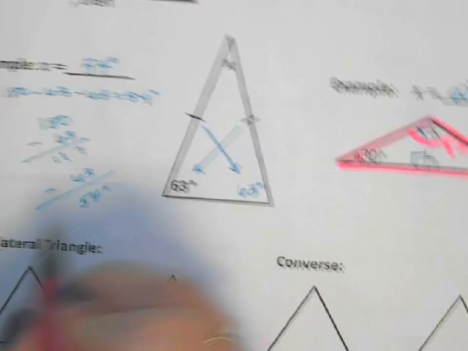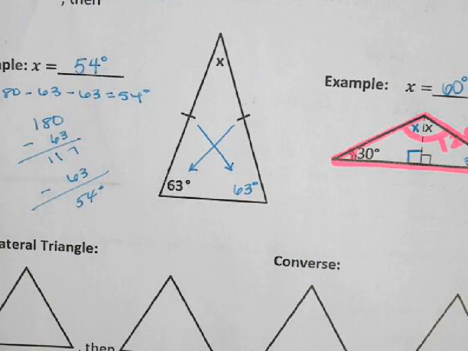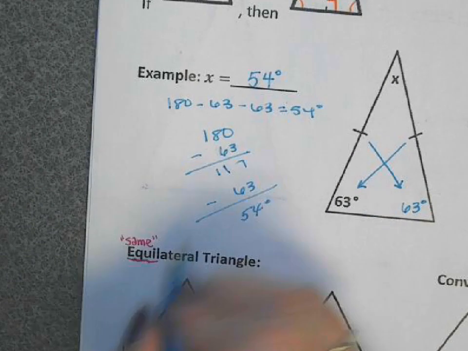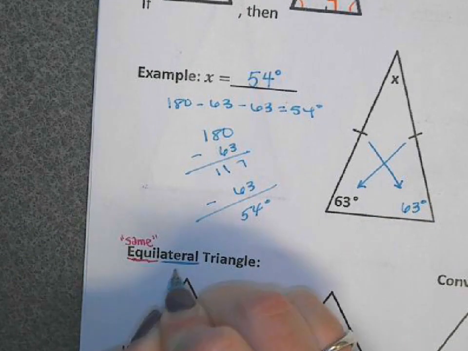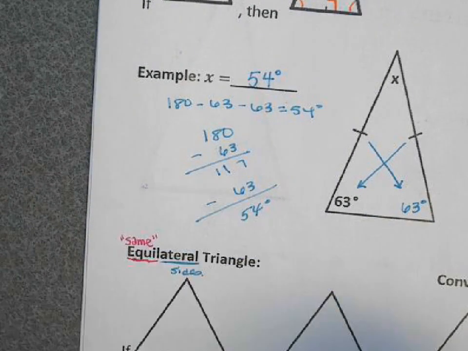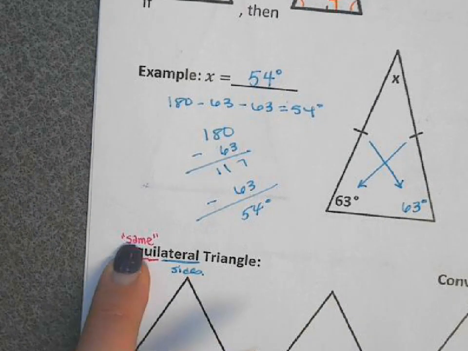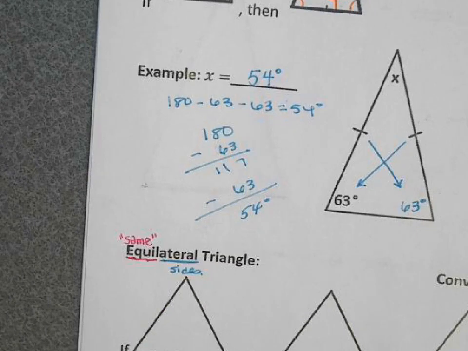And lateral means sides. So what this is saying is that you have equal sides or same sides. If you have an equilateral triangle, you have the same sides.